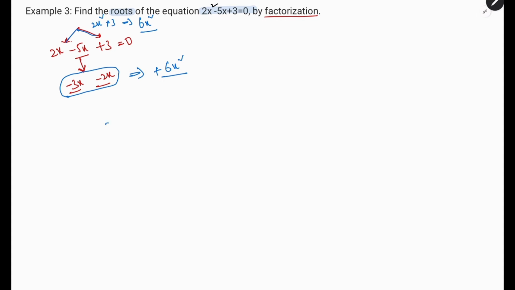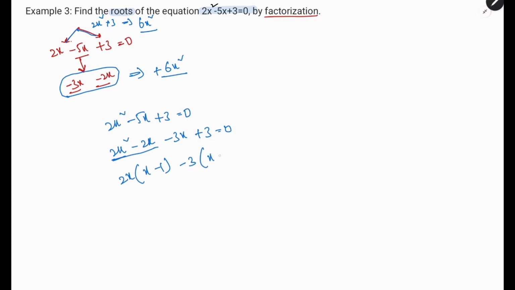Okay, we will write this one, 2x square minus 5x plus 3 equal to 0. 2x square minus, we will write here 2x, so that we can take 2x common from these two terms. Minus 3x plus 3 equal to 0. Here take 2x common, x minus 1. Here take minus 3 common, it is x minus 1 equal to 0. Here 2x minus 3 into x minus 1 equal to 0.